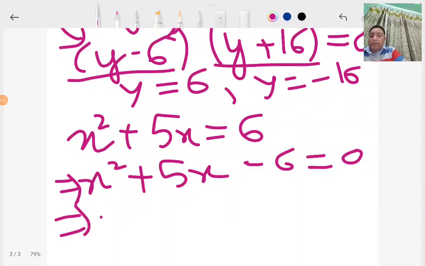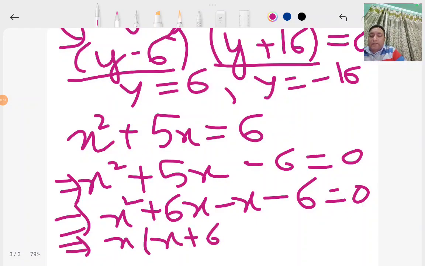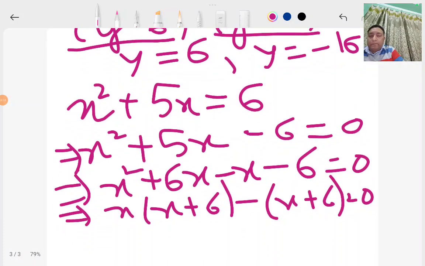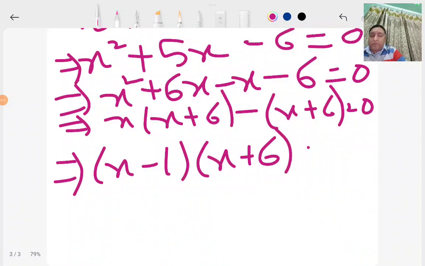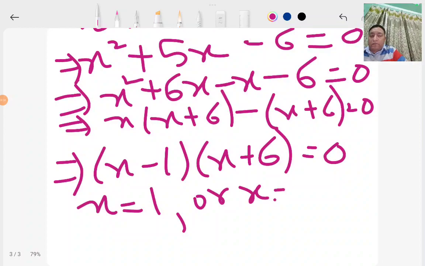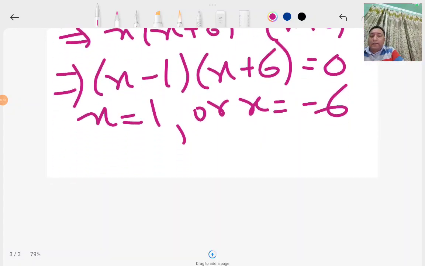How are we going to get it? x squared plus 6x minus x minus 6 is equal to 0. So x is common, x plus 6 is there, minus 1 into x plus 6 is there, and we are going to get x minus 1 times x plus 6 equals 0. So what are the values? x is either 1 or x is equal to minus 6. Another value, minus 16, is still there.